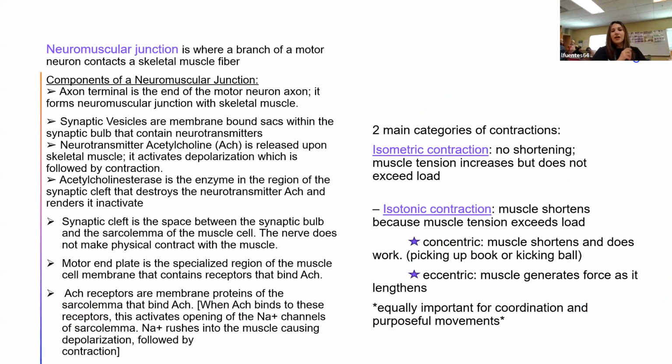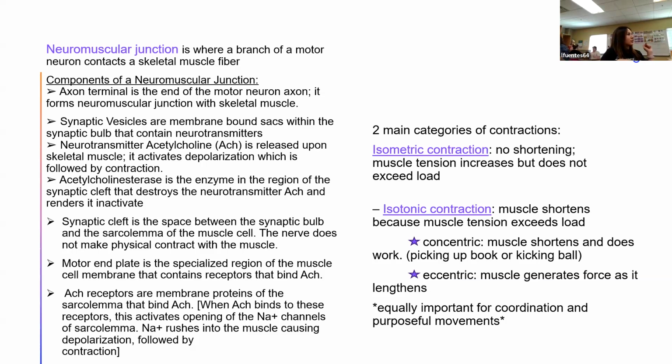Okay, this is a lot on here. I tried to put everything that was on the notes on here, so you have everything you need to know about the neuromuscular junction. So a neuromuscular junction is where a branch of a motor neuron contacts a skeletal muscle fiber. And then we have the model of the neuromuscular junction back here. This thing right here.